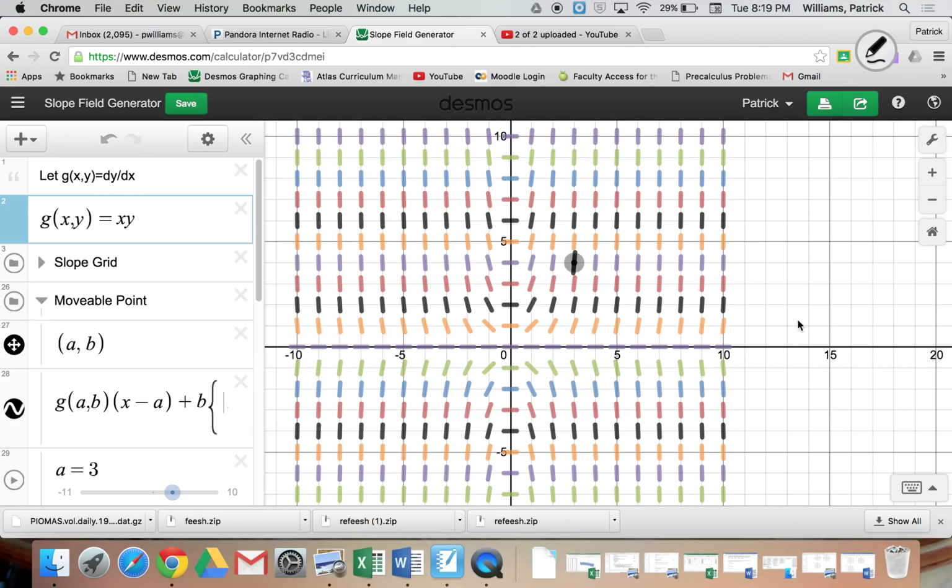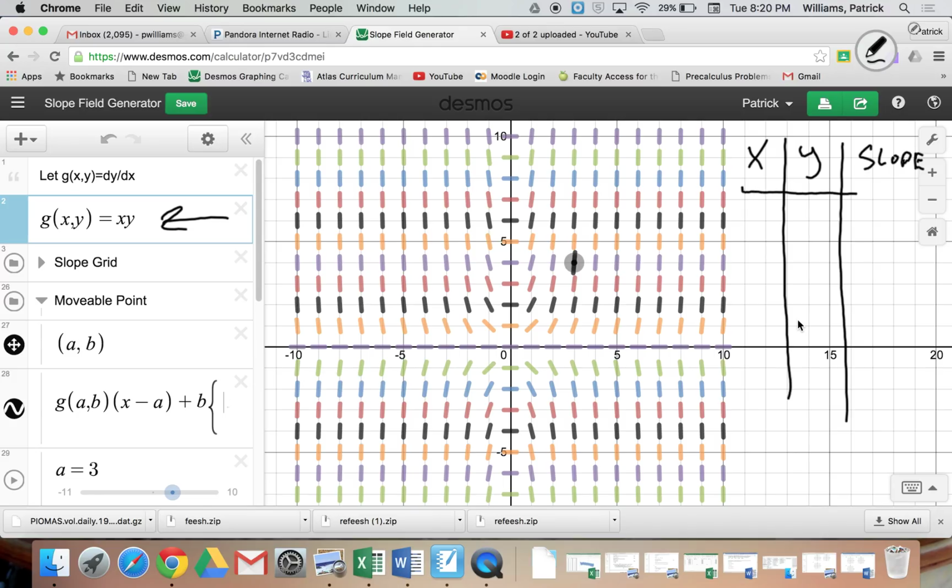Well, remember, I told you a slope field just tells you what the slope of a function is going to look like at a particular point. So in this case, they called it g, not f. It's still a differential equation. Our differential equation is xy. So what we should do right now is let's write a little table over here to this side. Let's look at x, let's look at y, and then let's look at slope. Remember, slope is dy dx, okay? So that is that function g of x y.